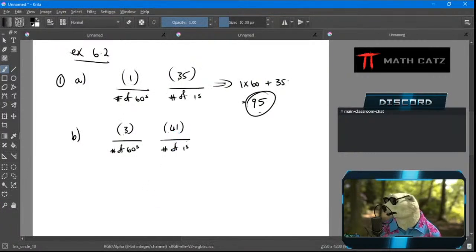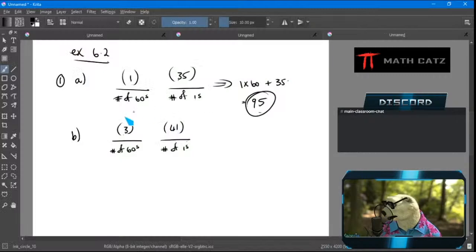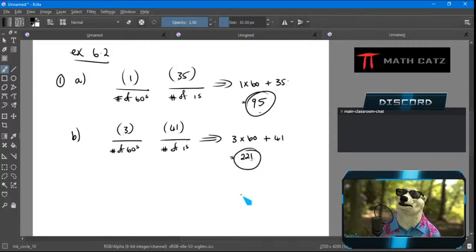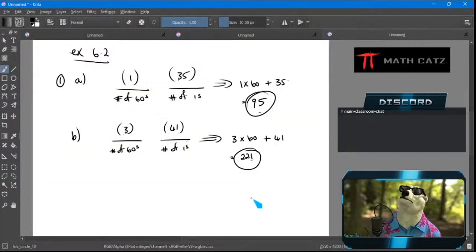And of course, you have to get to a point where you can very quickly recognize there are only 2 symbols. This is really not that difficult. So I'm setting myself up, and now I'm ready to say, okay, it's 3 groups of 60 plus another 41. So that would be what? 180 plus 41, 221. So this Babylonian number corresponds to what we would call 221.